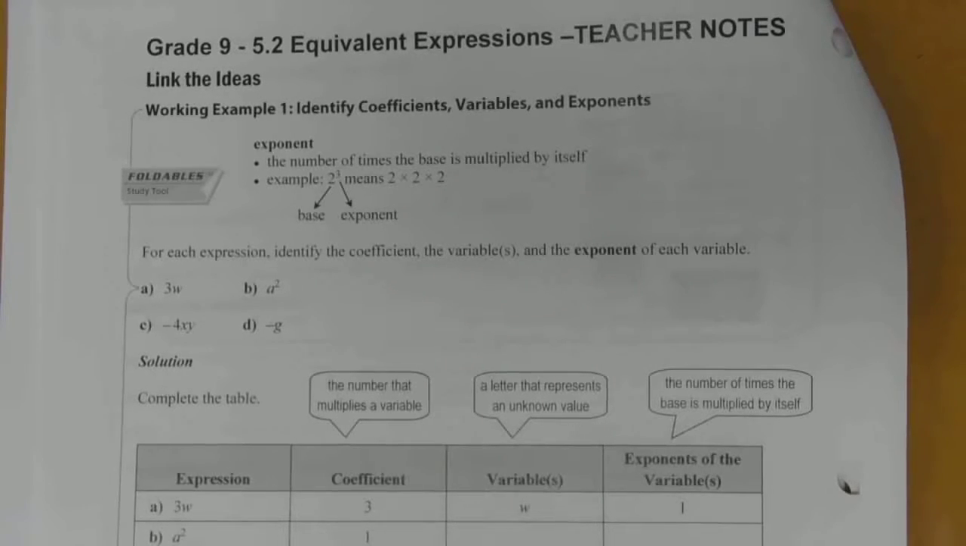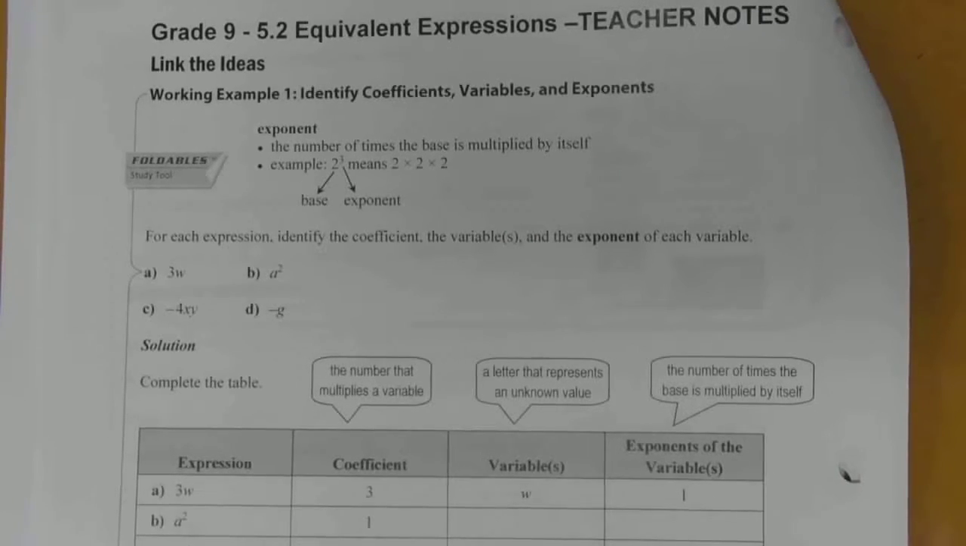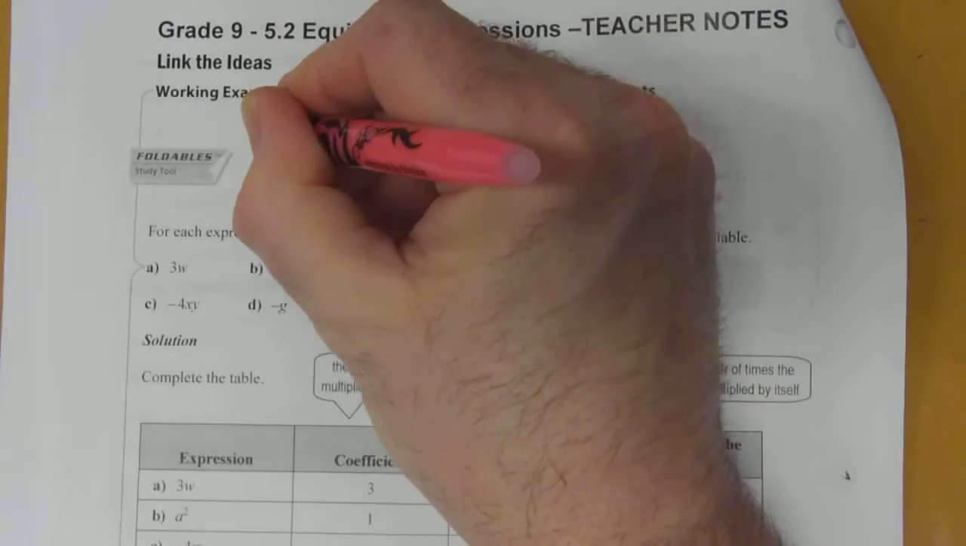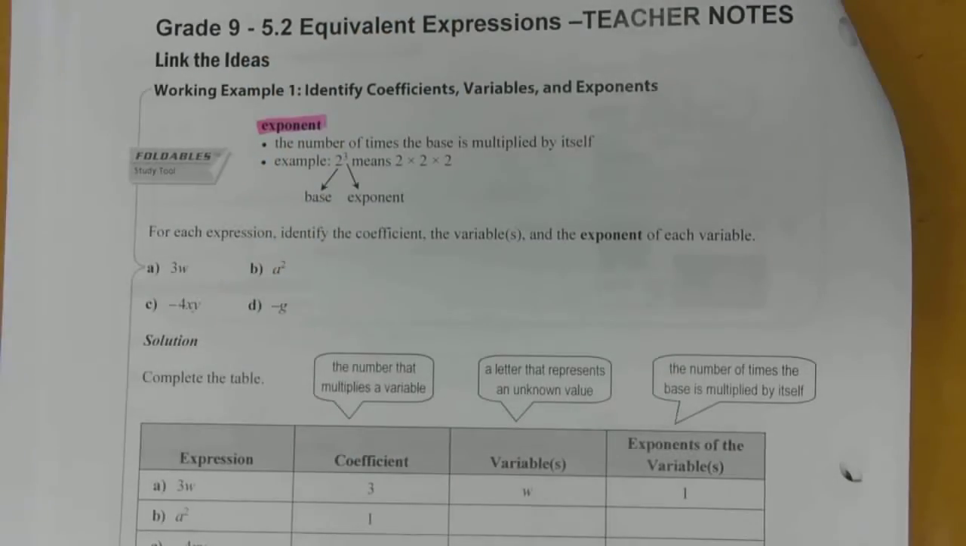5.2 equivalent expressions. We're going to work on understanding exponents and like terms. To start off, we've got a definition. Our definition is exponent: the number of times that the base is multiplied by itself. So this is a review from our powers unit.